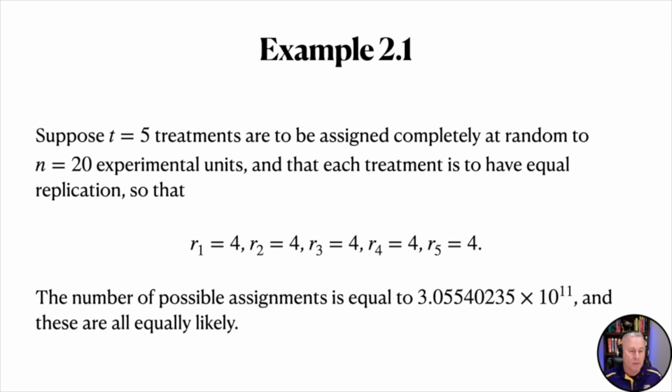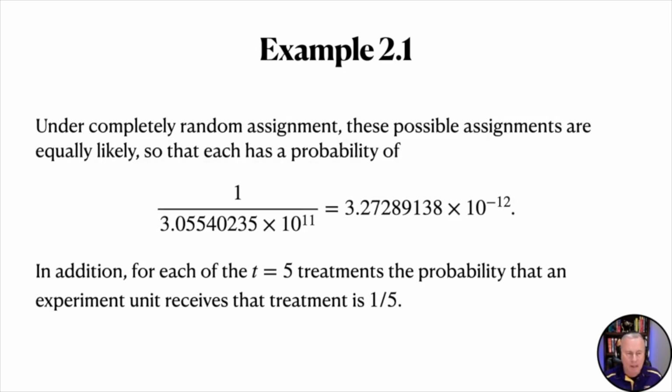Now, with this completely random method of assignment, the number of possible assignments is equal to this very large number, 3.05540235 times 10 to the 11th. All right, so there are a lot of possible assignments. And based on how we're, again, doing the assignment completely at random, all of these are equally likely.